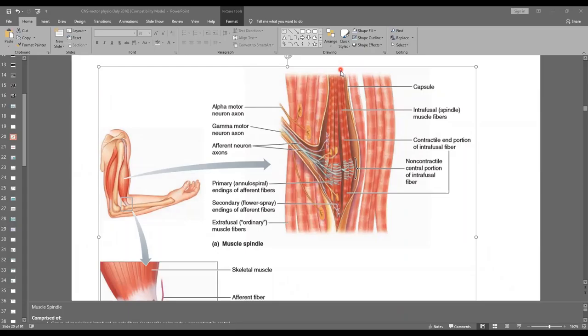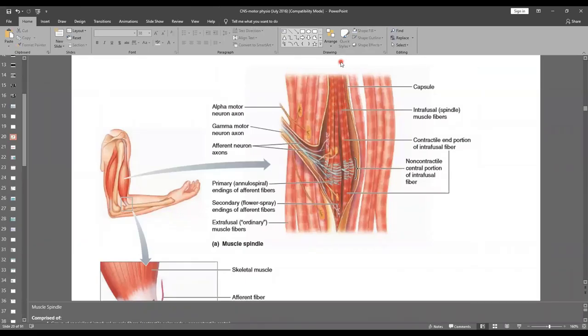So here we go. These are the nuclear chain fibers. They're pretty much straight, through and through, and you can see the yellowish markings of the nuclei. They are evenly distributed throughout the length of the muscle. Yes? Did you appreciate the nuclear chain fibers? Okay.